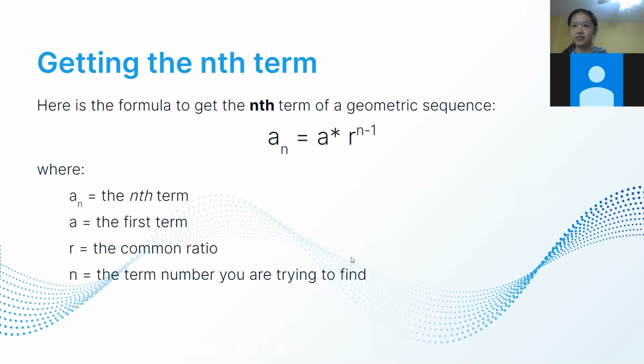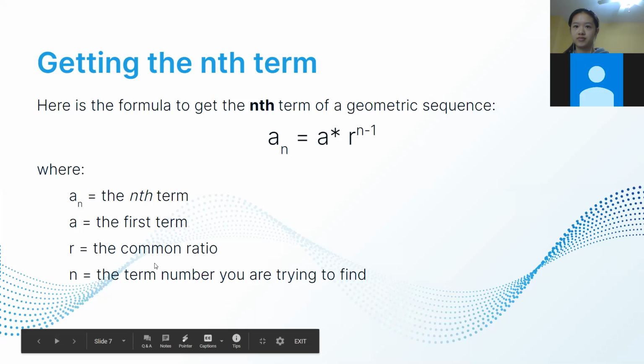So a of n is the nth term. Let's say I wanted to find the 51st term. I would plug in 51 in place of n, which is the term number you're trying to find. And then a is the first term of the geometric sequence. If I had a geometric sequence of 2, 4, 8, 16, and so on, the first term would be 2. And the common ratio, in the same sequence, is the number you multiply each time to get to the next term, so in that case it'd be 2.